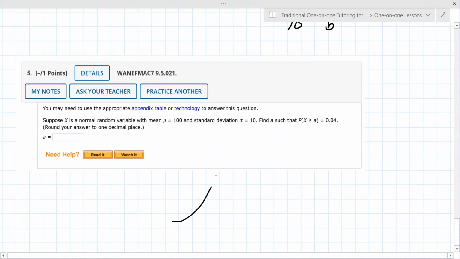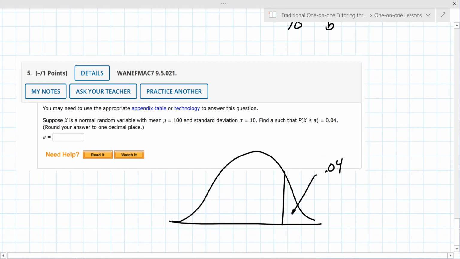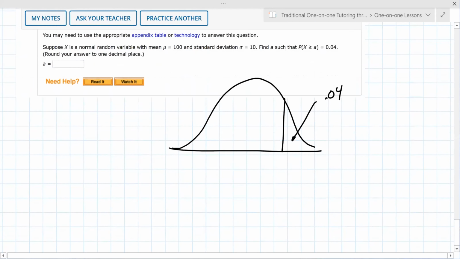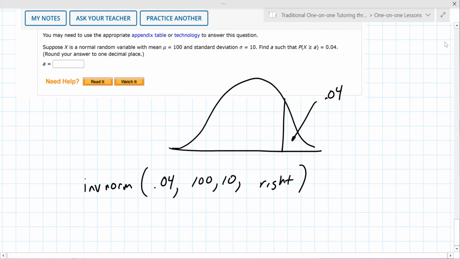The difference this time is that they're telling you they want the area in the right tail to be 0.04. So you probably already know this, that it makes sense to use the right tail. So you give them the area in the right tail. 100, 10, right. Okay. So once again, why did you say we used the right instead of doing the 0.54?